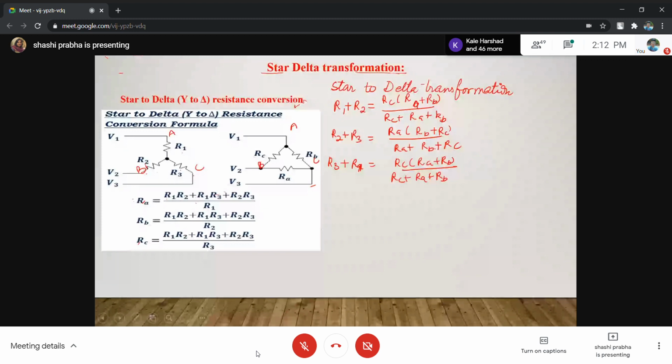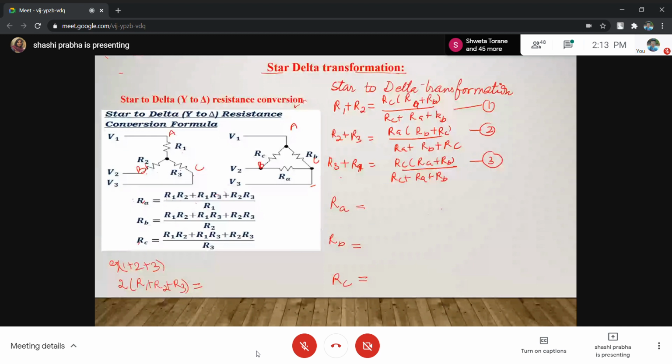So these are the delta branches, RA, RB, RC. You have 1, 2, and 3. If you take equation 1 plus equation 2 plus equation 3, तीनों equation को solve, add करो. If you add all the equations, what you get? Left hand side मैंने सबके add कर दिए. So we get 2R1 plus R2 plus R3.